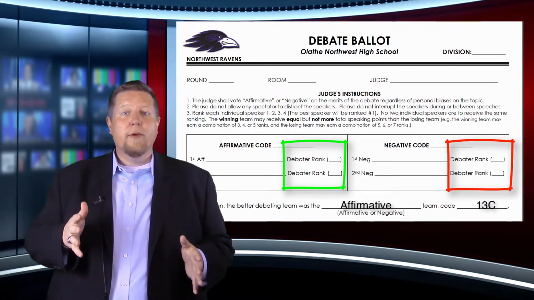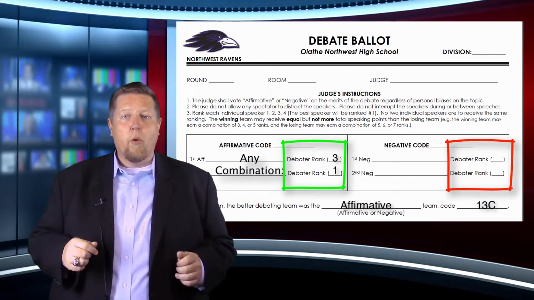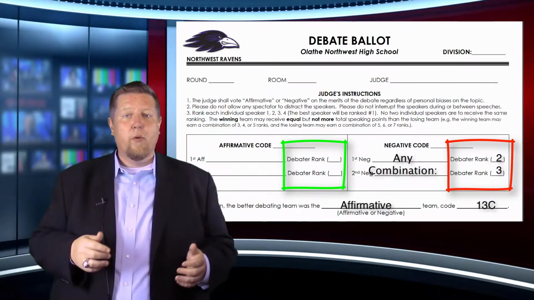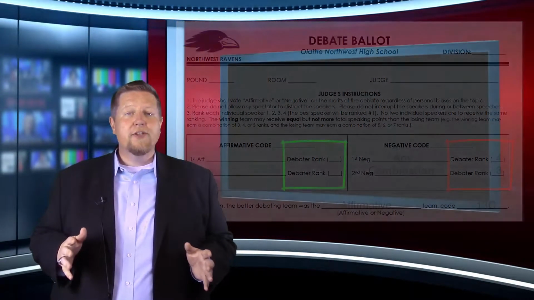That would mean that the affirmative team could have any combination of 5 speaker points, 4 speaker points, or 3 speaker points. The losing team must have a combination of 5 speaker points, 6 speaker points, or 7 speaker points. Remember that the winning team must have equal to or fewer speaker points than the losing team.